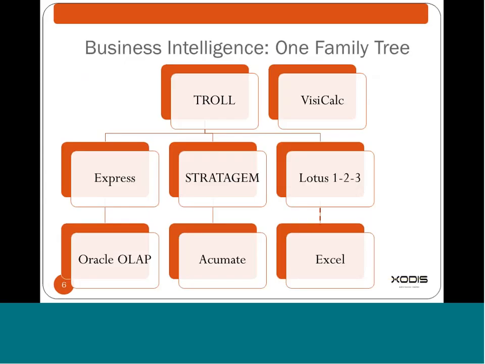So here's one family tree of some parts of business intelligence. You see that it goes down to Oracle OLAP and Excel, which you can still acquire today. Everything else on this chart is gone. The National Bureau of Economic Research at MIT funded a project called TROLL, where the OL in the middle stood for online. That was its characteristic that was so remarkable.